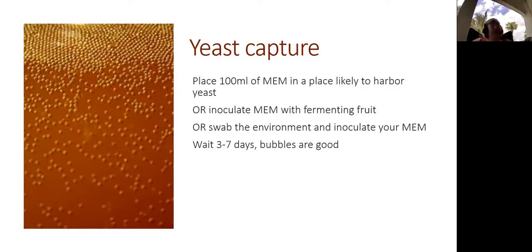You can inoculate your agar, your liquid, with something that's already fermenting. Say you've got some fruit on the counter that's just a little bit past its prime and it's starting to smell a little bit alcoholic. There are yeast there that you can capture. You can drop fruit in there that's got a bloom on it, which is yeast, or you can swab the environment and just put that in there, just like people swab body parts and culture it.